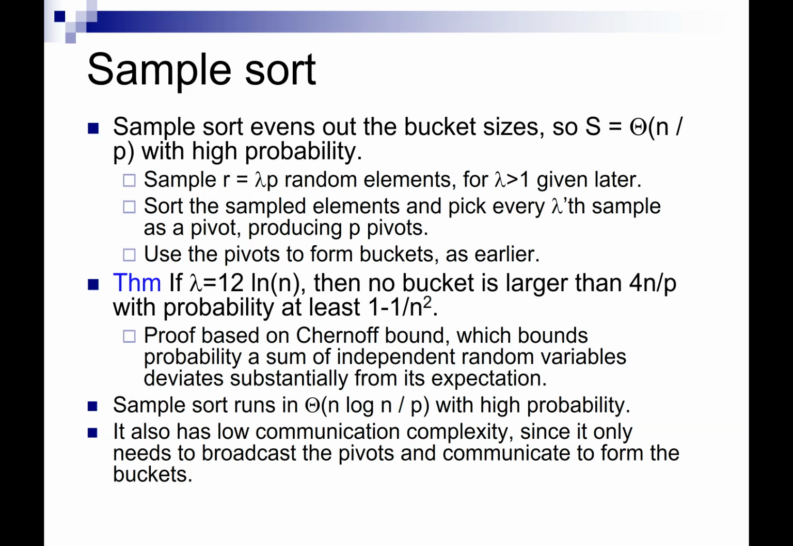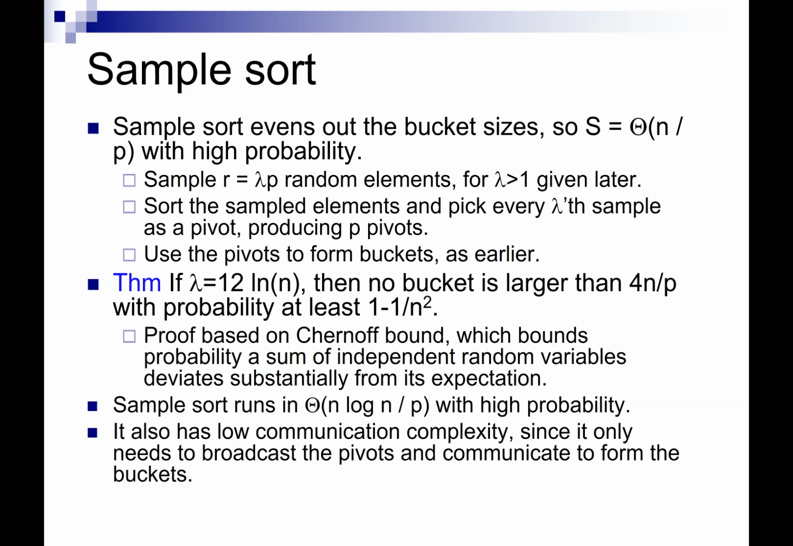That'll produce p numbers, right? Because you have lambda p values overall, and then you pick every lambda value out of this, so that's going to produce p pivots. And then we're going to use those pivots that we picked, every lambda sample, to form the buckets. And then we're going to do everything the same as before. So the only difference for sample sort is how we select these pivots. We select them by, first of all, picking lambda p random elements, and then you sort them, and then you take every lambda sample as a pivot.